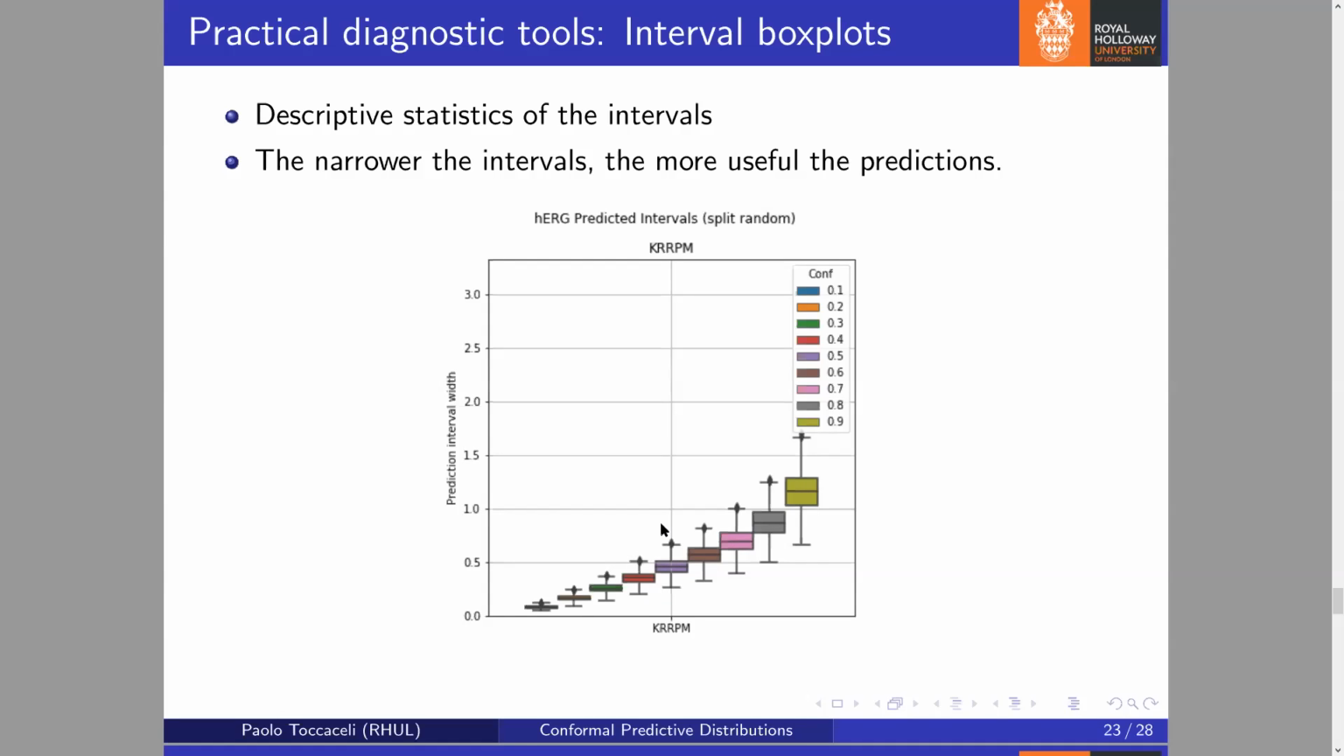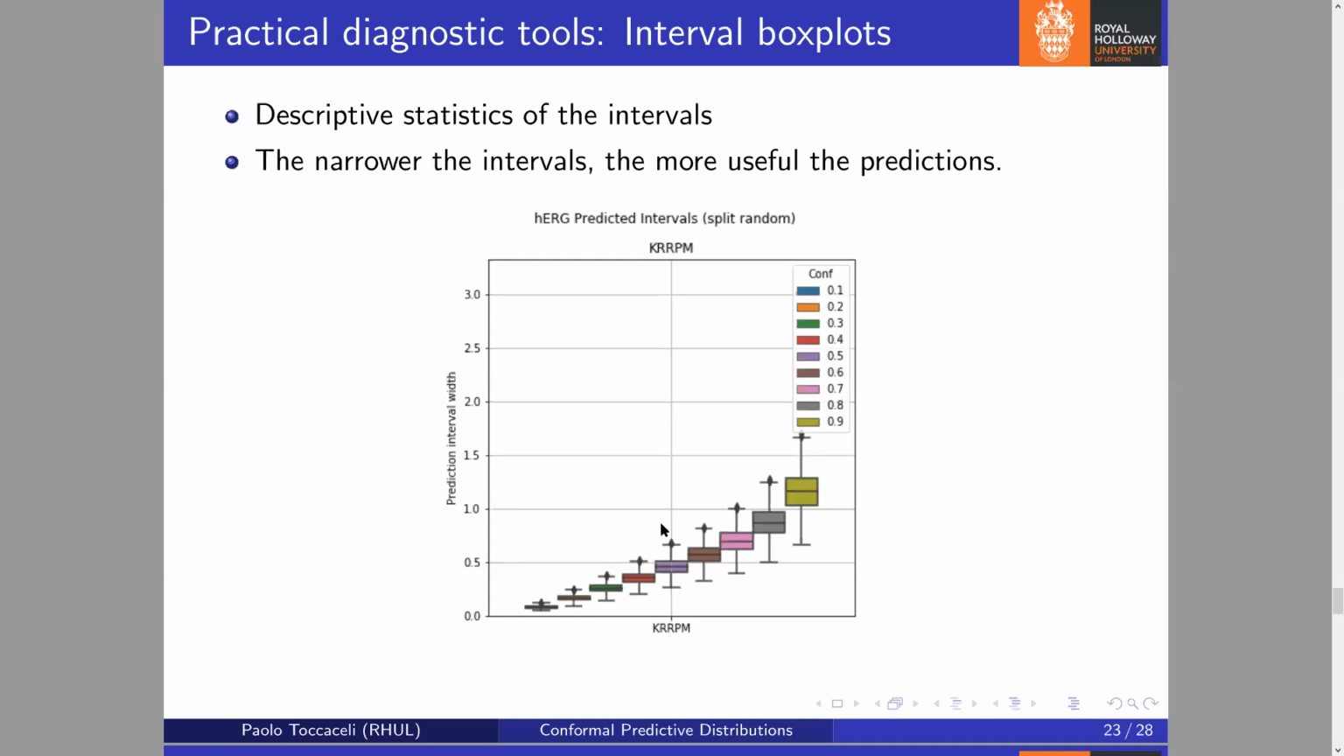Okay, so now the other diagnostic tool that I'd like to talk about is the interval box plots. And here you look at the sharpness of your predictions. You compute the intervals, and you compute the descriptive statistics of the intervals. You get the median, the first quartile, the 75th quantile, and this is what the box plot represents, and you also have the outliers.